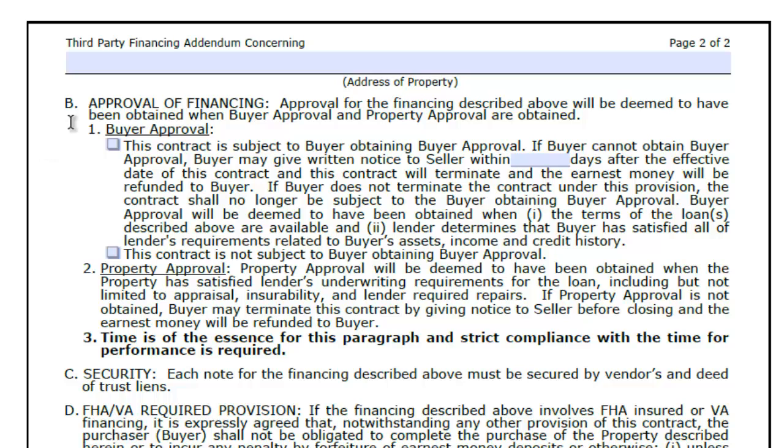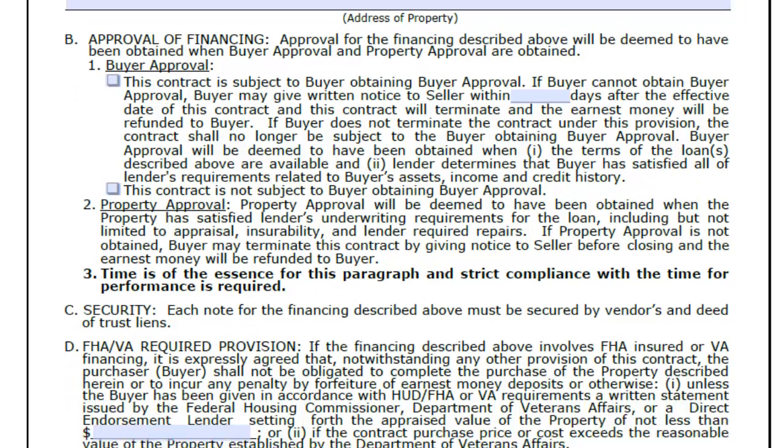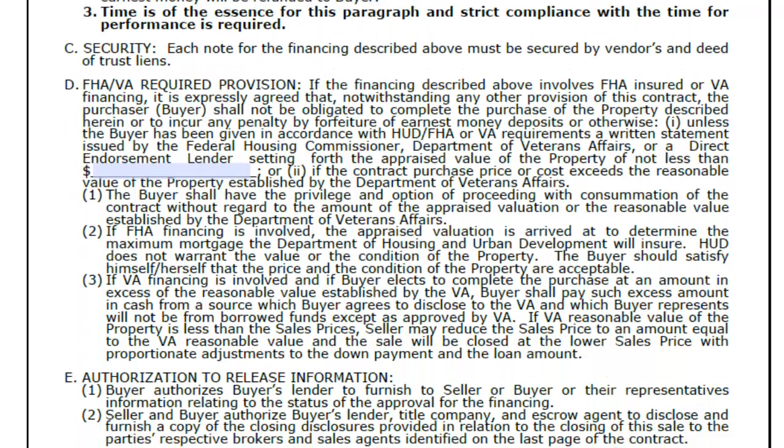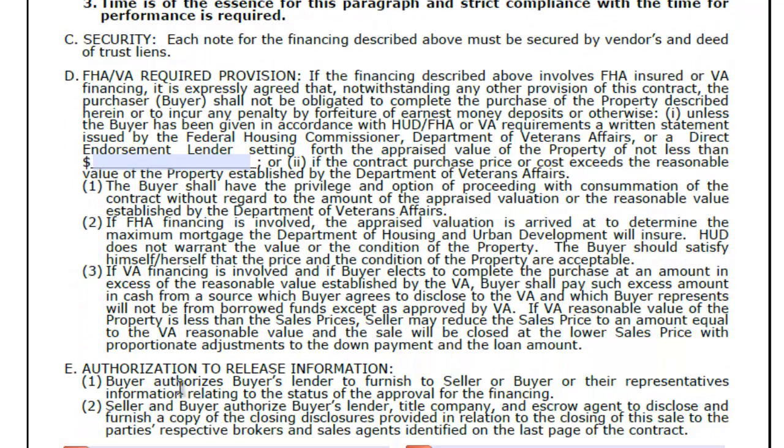All right, so then section B goes into explaining the timeline and what has to qualify in order for this protection to be in place. One thing that's really important to notice is that there are two different kinds of approval. You've got buyer approval and you've got property approval. Those are two separate things. I'm going to go into detail about both and explain why they're both in here. And then you've got the final sections here. Section D is just for government financing, and then you've got authorization to release information.